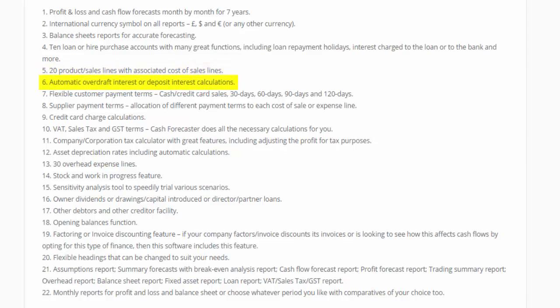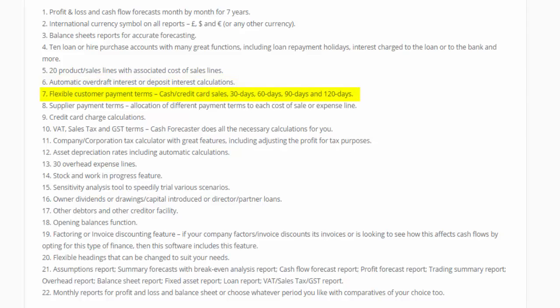You can have it so that it automatically calculates overdraft interest if you're looking to see whether you need an overdraft and what level that is. And you can just put in whatever interest rate you think the bank will be charging you, or if you know what the bank will be charging you. Also, if you have money sitting on deposit, it will allow you to put in a number there and it will calculate that for you based upon what money you have sitting in your bank account.